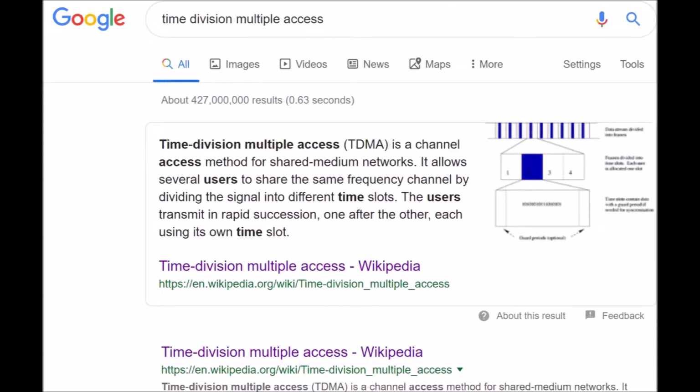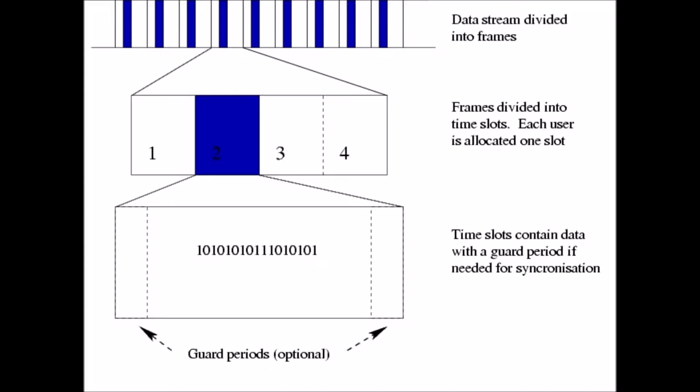Time division multiple access. This is the next definition. TDMA, or time division multiple access, is a channel access method for shared medium networks. It allows several users to share the same frequency channel by dividing the signal into different time slots. The users transmit in rapid succession, one after the other, each using its own time slot. This allows multiple stations to share the same transmission medium.